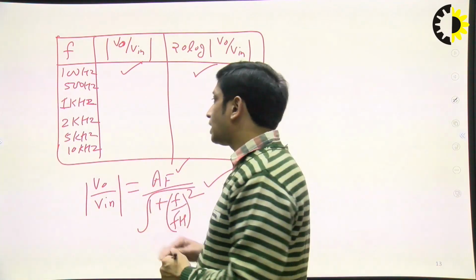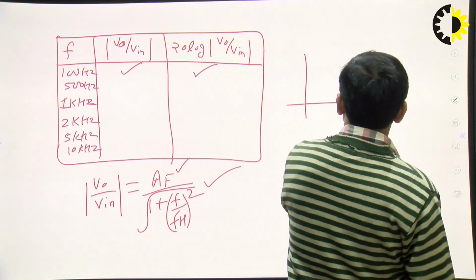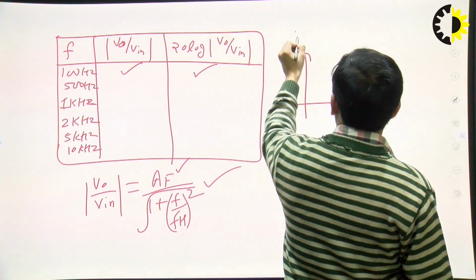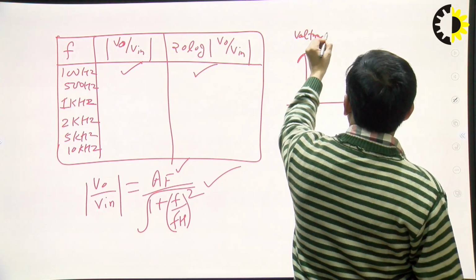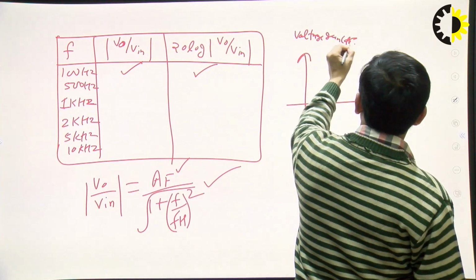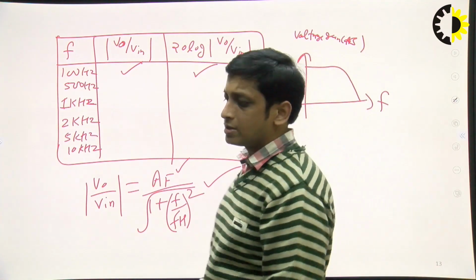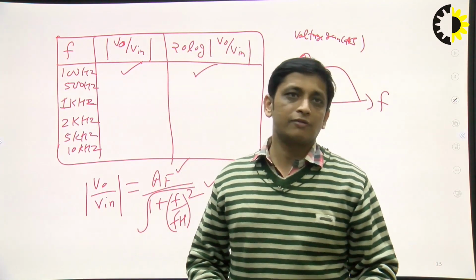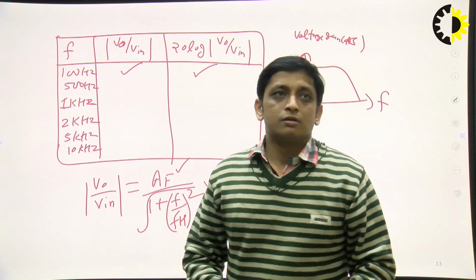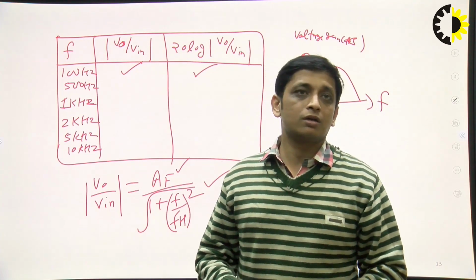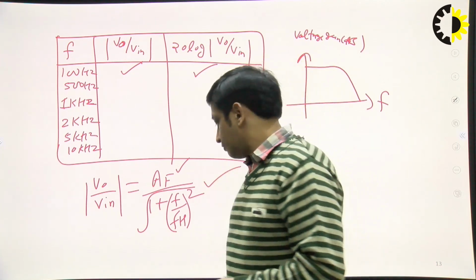And after completing this table, you will draw the frequency response that I have already discussed. That graph is between voltage gain in dB versus frequency. So obviously the graph will be like this. At low frequency, the gain will be high. At high frequency, the gain will be decreasing. So this is the method that how we solve the numerical problem based on first order low pass filter.